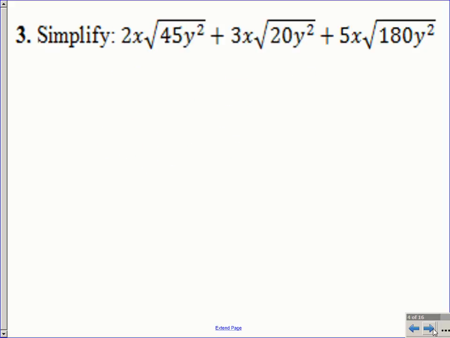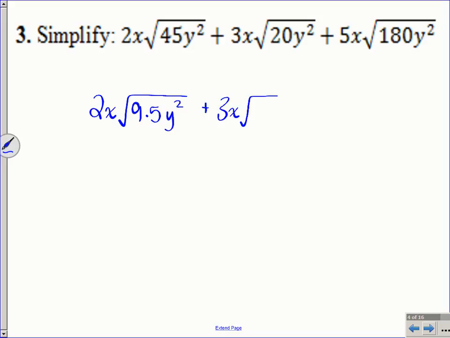Question number 3 combines the principles of question number 1 and question number 2, where we've got to simplify the stuff under the radical, and then hopefully we have like terms that we can add together. So I'm going to simplify each term separately. When I look at the first square root, I notice that 45 is not a perfect square. However, there is a factor of 45 that is 9. You have to multiply it by 5. Y squared is a perfect square, so I'm going to leave it written like that, and I'll come back and take the square roots in a minute.